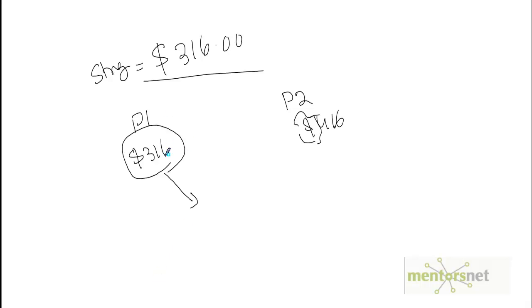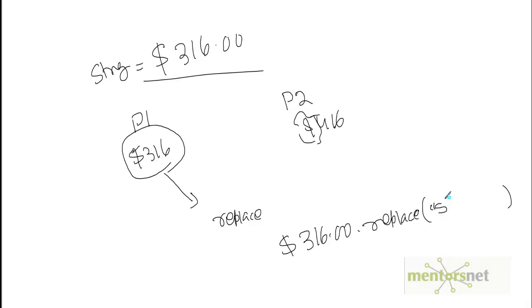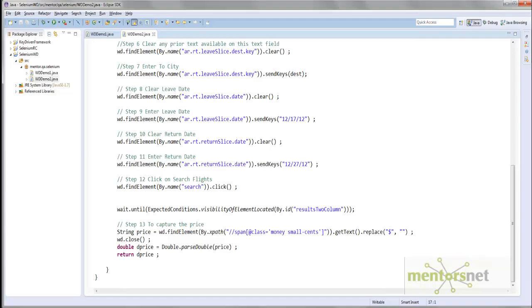How to do that? First, I need to remove the dollar character. In Java string APIs, we have a function called replace. Let's say the string is $316.00. Replace takes two parameters: the first is the character you want to replace, in my case the dollar sign, and then what to replace it with, which is an empty string. If I do this, the result will be 316.00.